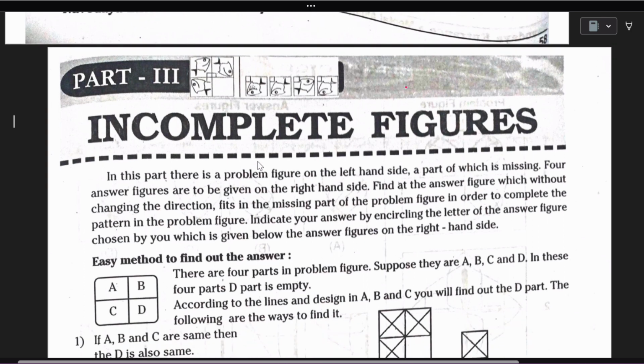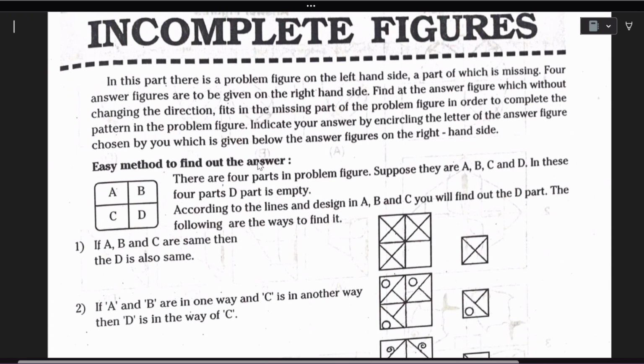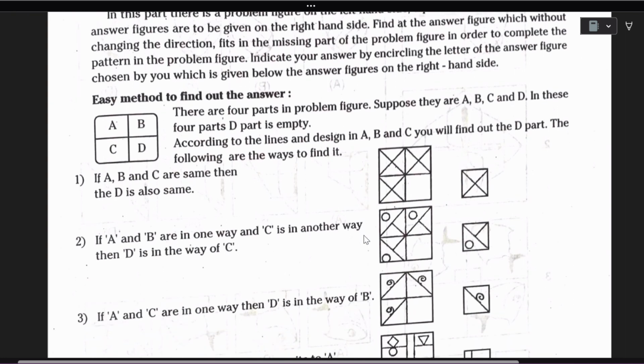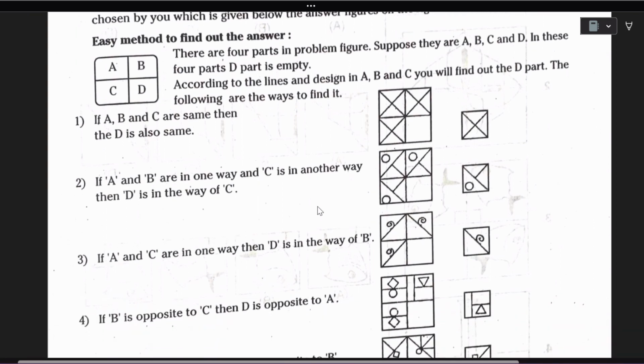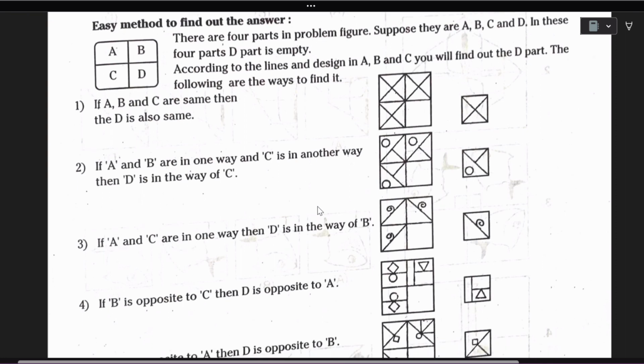And the next chapter is chapter number 3, incomplete figures. In this chapter there will be figures which are incomplete like this. Three are filled but one is not filled, right? Then who needs to fill that? We will be drawing the complete figure, right? In this chapter there are different models of incomplete figures. We will learn about them one by one.